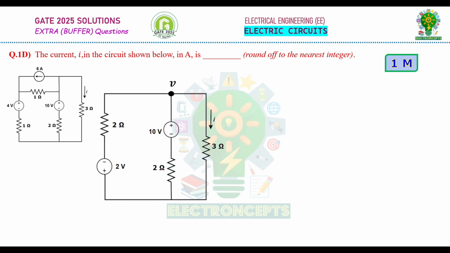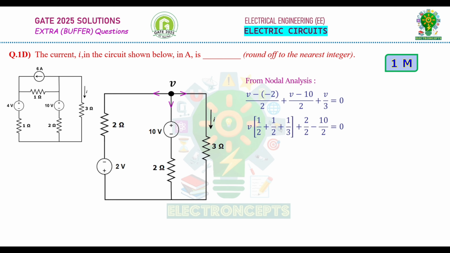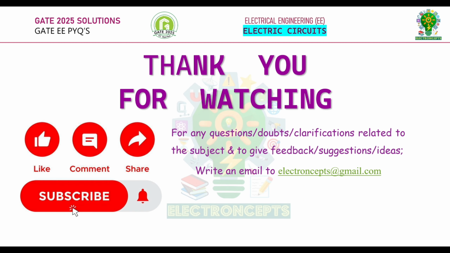Taking this as node V, applying nodal analysis to this node, we get (V minus of minus 2) by 2 plus (V minus 10) by 2 plus V by 3 is equal to 0. Upon solving this equation step by step, we get V is equal to 3 volts. To calculate the value of current, I is equal to voltage by resistance, which is equal to 3 by 3, which is equal to 1 amp. Therefore, the current I in the circuit shown is 1 amp.